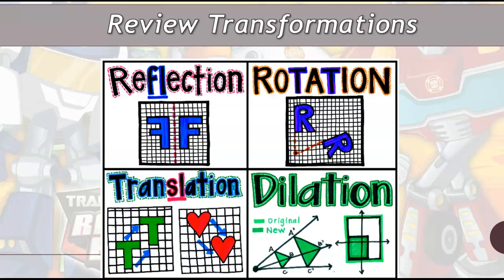Transformations: we have reflections where we flip over an axis. We have a rotation where it turns. We have translations where the figure moves or slides. And then we have dilations where we have images that get bigger or smaller. They change size.